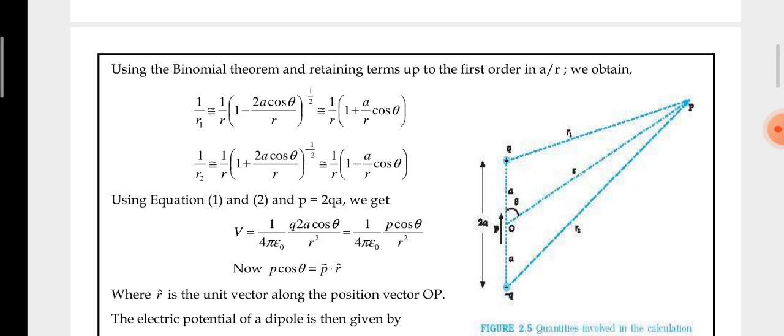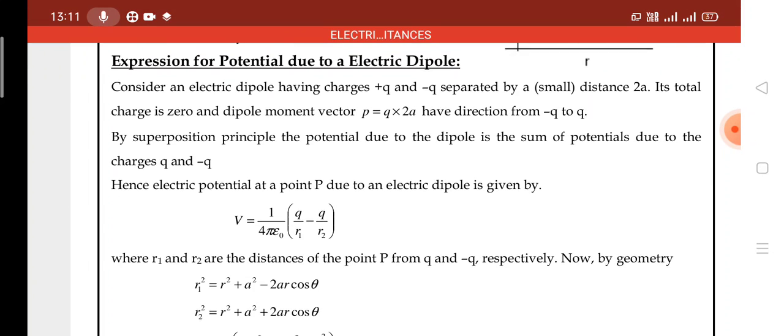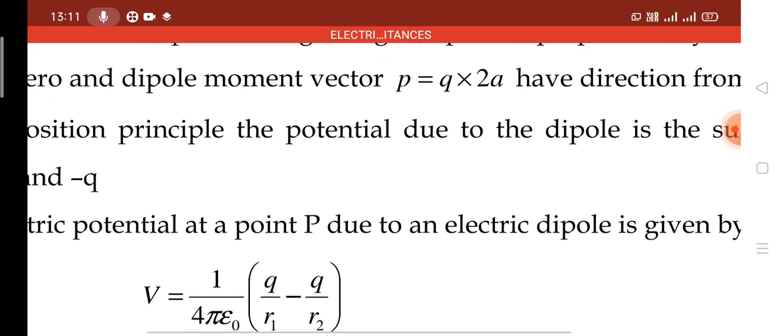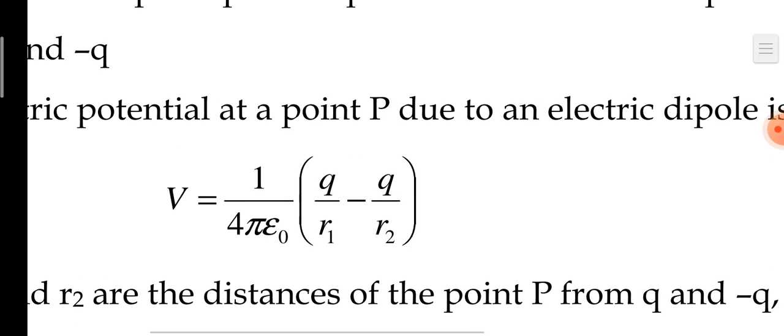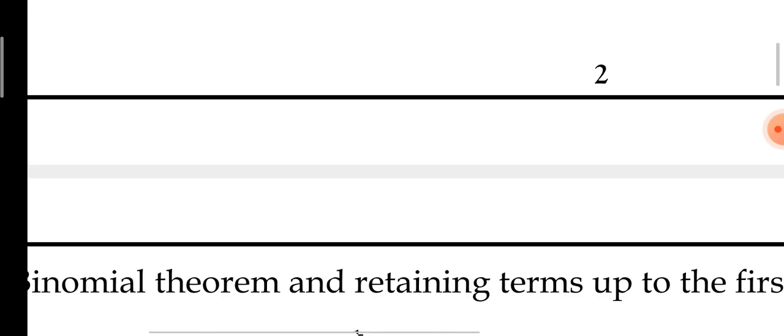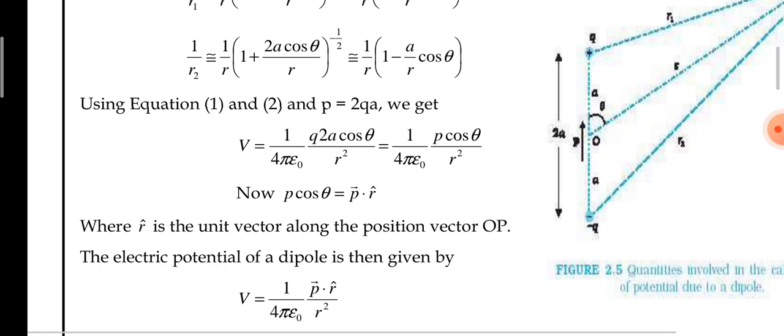Now these 1 by R1 and 1 by R2, whatever we got, we have to substitute in the given equation number 1: V equals Q by 4 pi epsilon naught into 1 by R1 minus 1 by R2. Substituting, you get V equals 1 by 4 pi epsilon naught Q into 2a cos theta by R squared. But Q into 2a is the dipole moment P. So V equals 1 by 4 pi epsilon naught P cos theta by R squared.